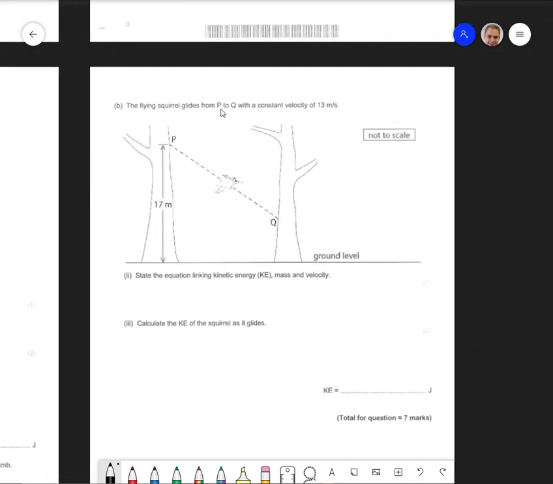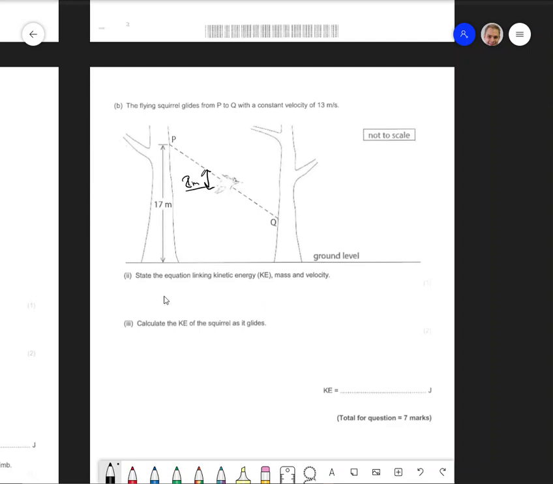Right, the flying squirrel glides from P to Q at constant velocity, not to scale. Otherwise this would be either very tiny trees or a very large squirrel. Actually, that's 17 meters. This is an enormous squirrel. If this had been to scale, the squirrel is about 1 meter high. Actually, no, more than that. You wouldn't fit 17 there. Maybe like 2 meters high. Giant squirrel, bigger than me.